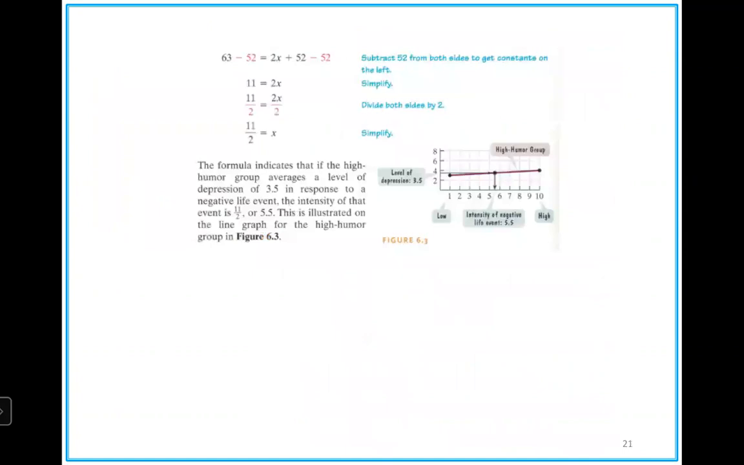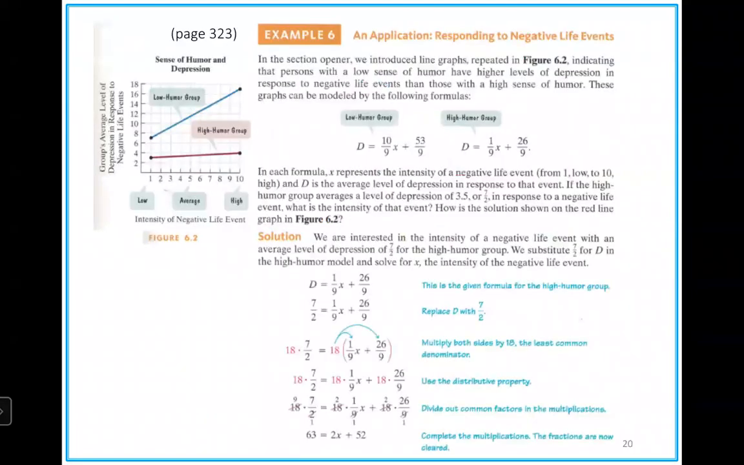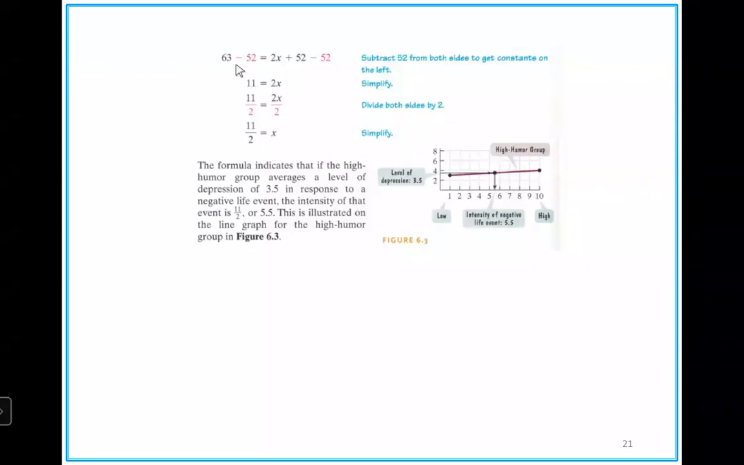So we're going to go on to the next slide now. Based on what we have here, we can now move on. We're subtracting 52 from both sides. So you end up with 11 is equal to 2x. If you want to find x, you have to divide both sides by 2. So 11 over 2 is equal to x. All right, so the formula indicates that if the high humor group averages a level of depression of 3.5 in response to a negative life event, the intensity of that event is 11 over 2, or 5.5.